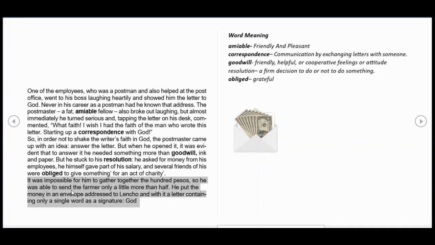Now the postmaster collected this money, he put it in an envelope and wrote Lencho's address on it. And he put a letter inside, since Lencho had asked for money from God. So the postmaster, although he is sending the money, now he wants to do the good deed, but he doesn't want to show that he had done it because Lencho wanted the money from God. He had faith in God. So that is why the postmaster also signs the letter as God.